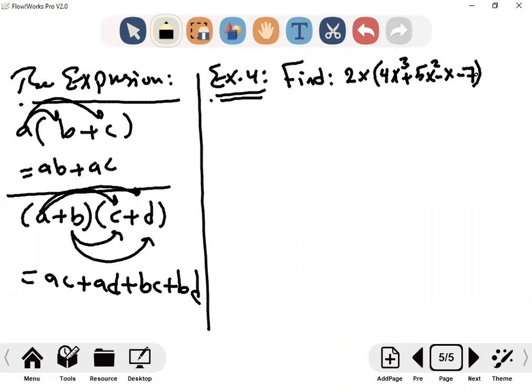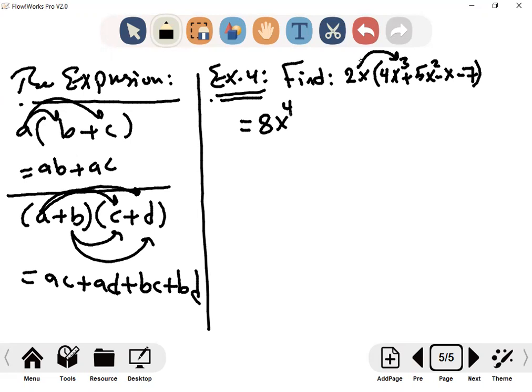Distribute. 2x multiply 4x power 3 equals 2 multiply 4, 8. x power 1 multiply x power 3. We add the exponents because we have the same base, right?